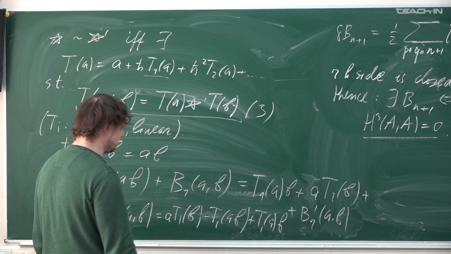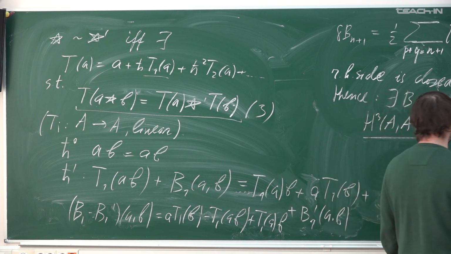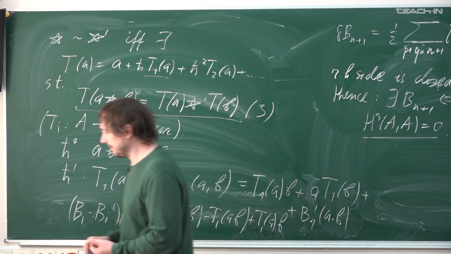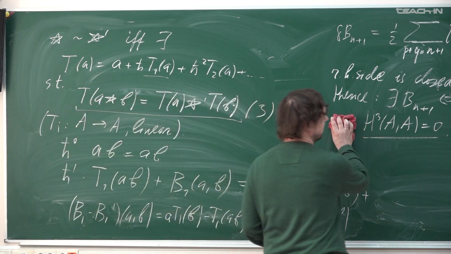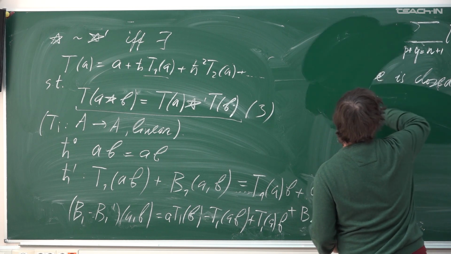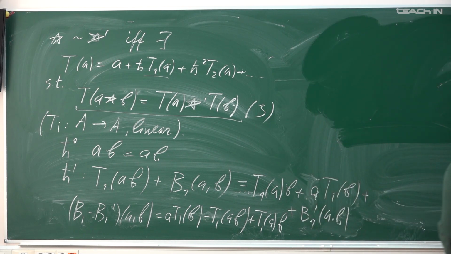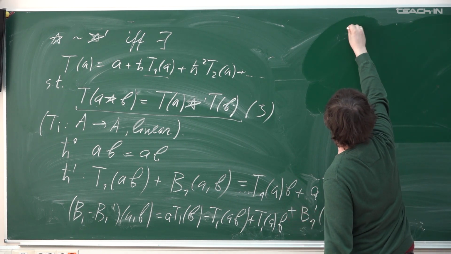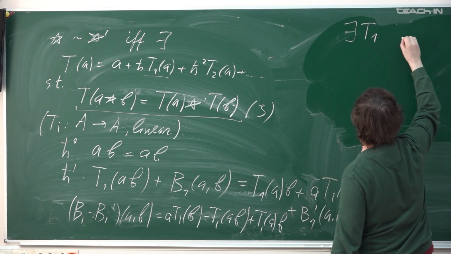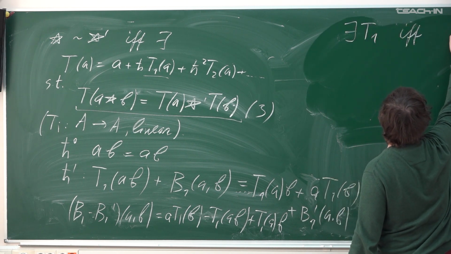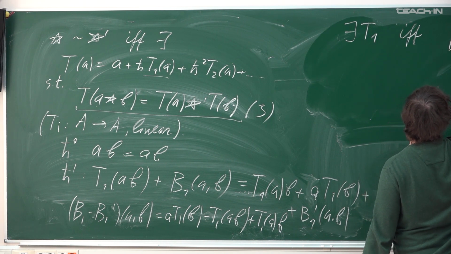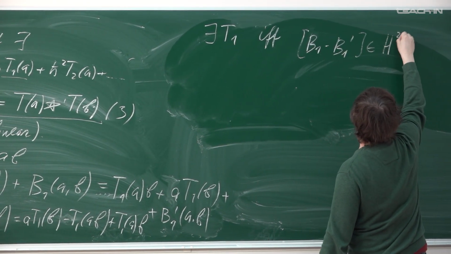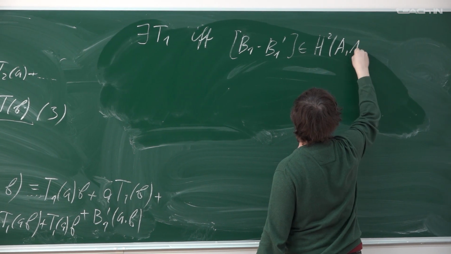So the right-hand side looks like delta of something. And we conclude that T exists up to degree 1 if and only if the difference of B1 and B1 prime is cohomologous to 0. Sorry, B1 and B1 prime. T1 exists if and only if the difference B1 minus B1 prime is again equal to 0 in H2 of A, A.